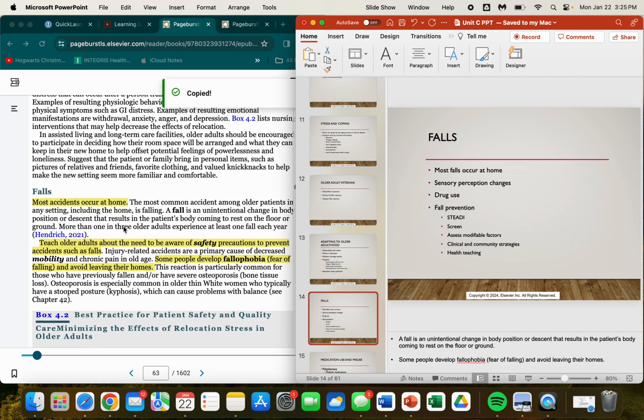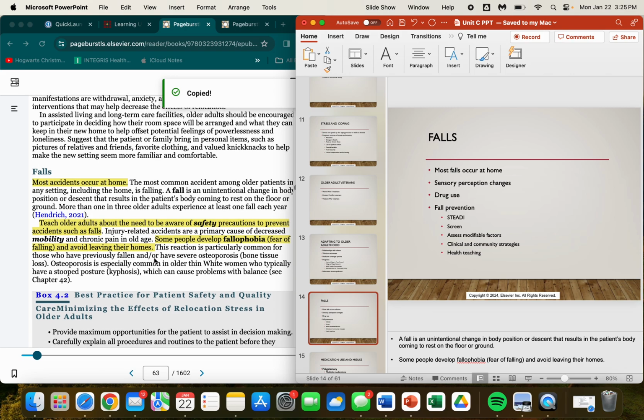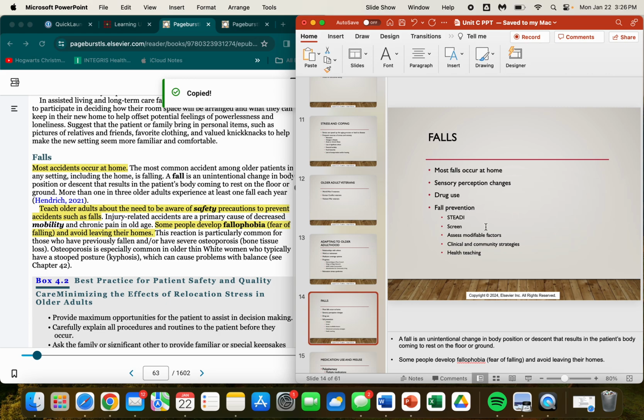When we talk about falls, we know, as we've talked about in previous semesters, falls are one of the most common accidents among older patients. Most of them occur at home due to many of these issues listed here. So we talk about the need to be aware of safety precautions to prevent accidents.